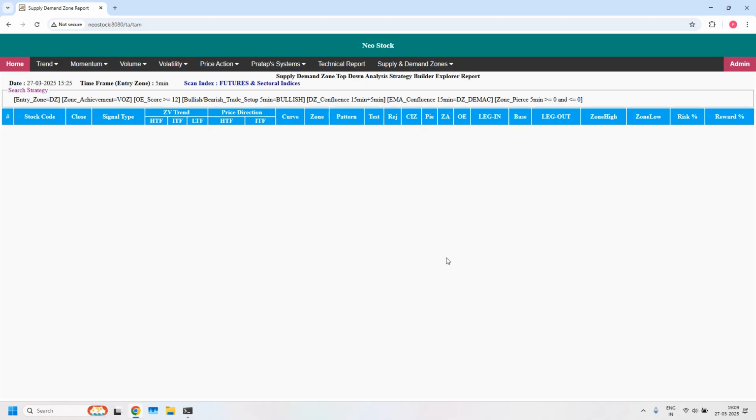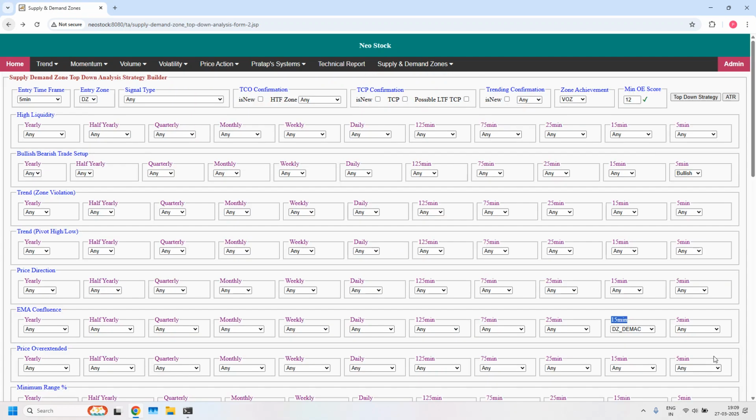Okay, next we will filter based on LTF, ITF, HTF demand zone confluence. That is 5 minutes, 15 minutes and 75 minutes demand zone confluence supported stocks.